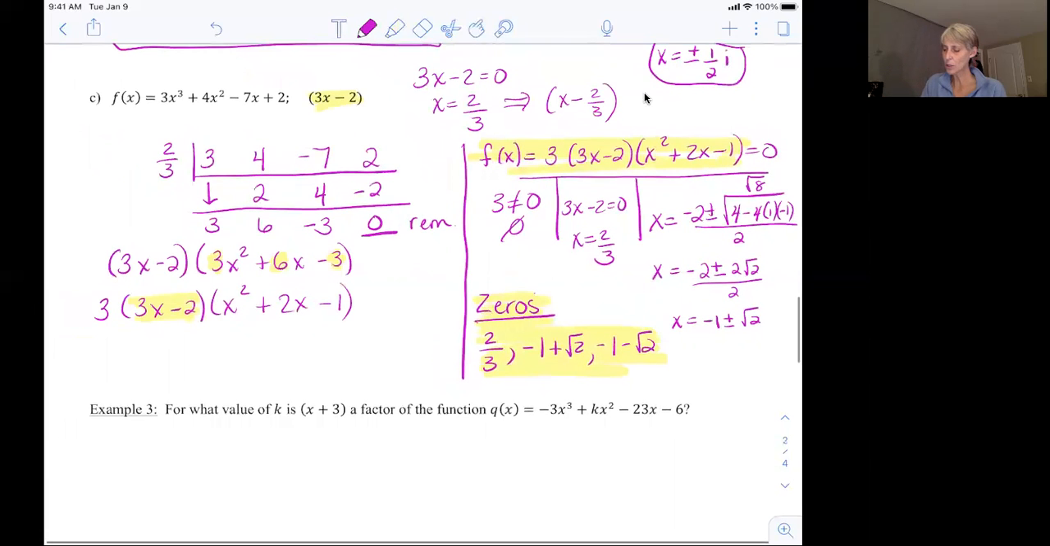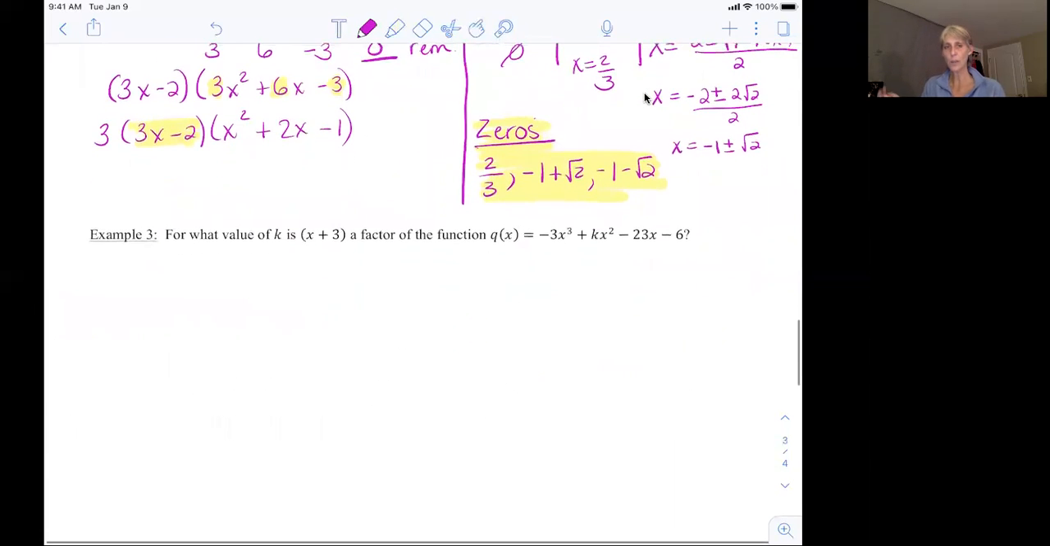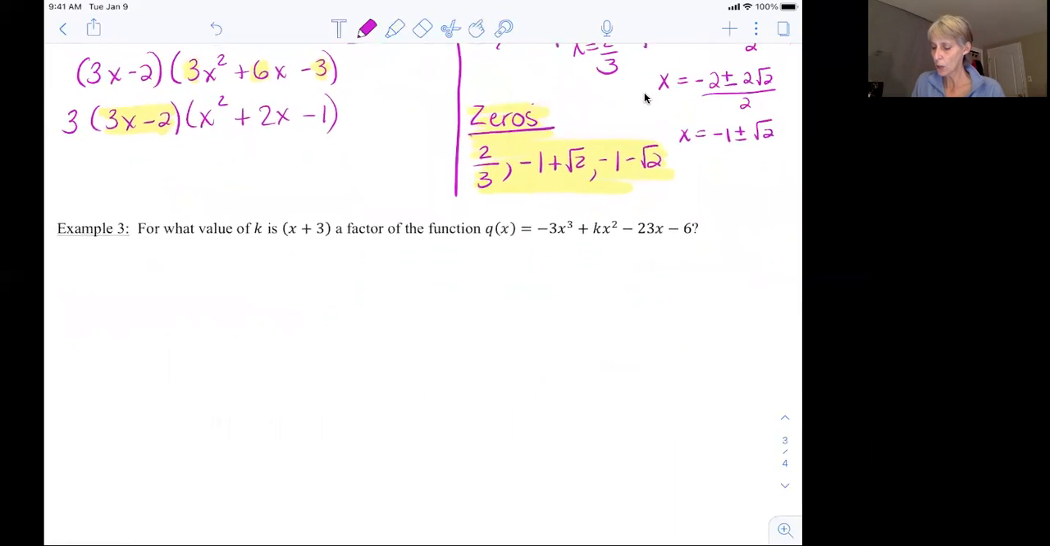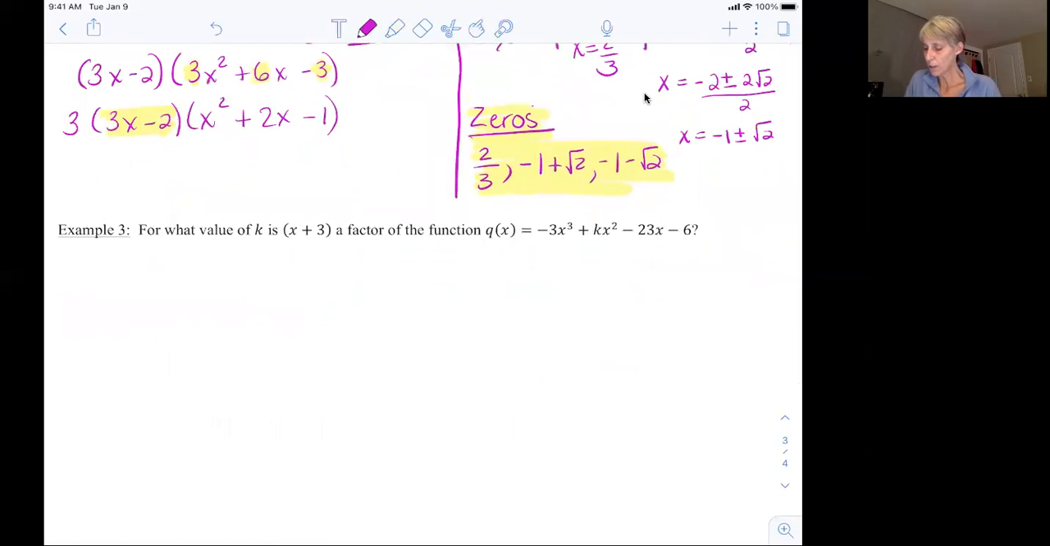Now let's see if we can do something a little more challenging. Let's see if we can combine and make sense of what all this means. This is leading into the type of stuff you're going to do in AP Calc. AP Calc is more of a thinking class. So when I look at example 3, for what value of k is x plus 3 a factor of this function? So we want to think about what this means to us.